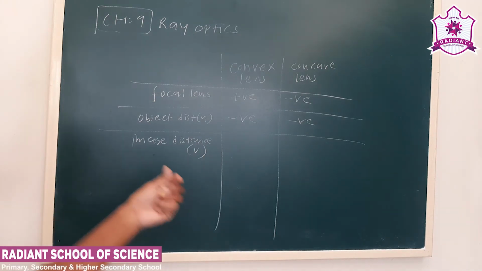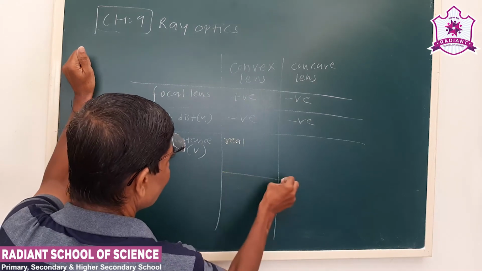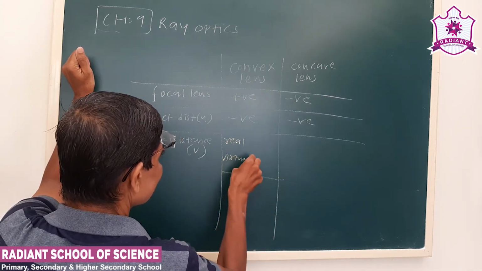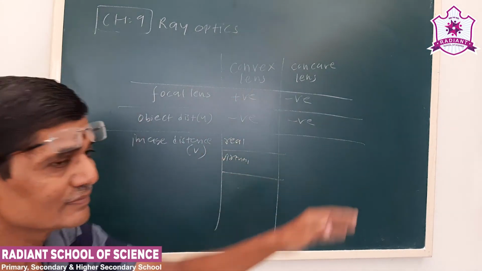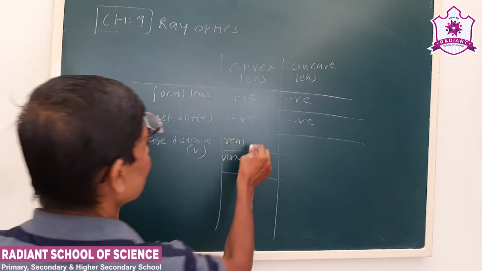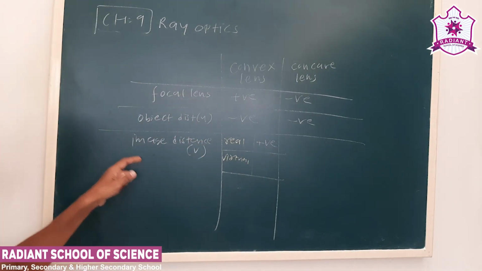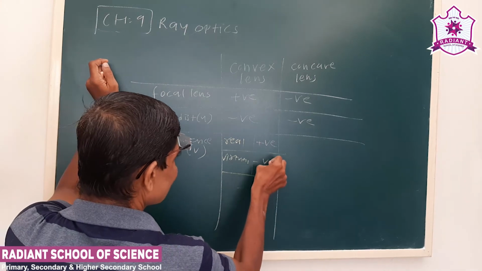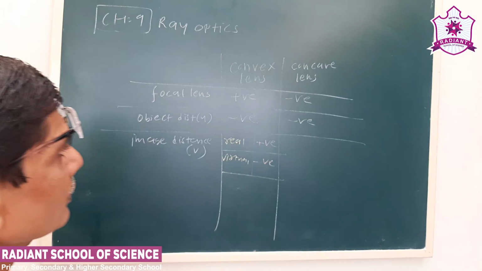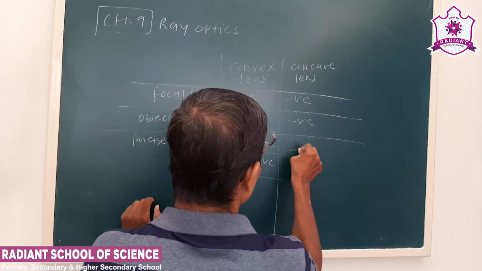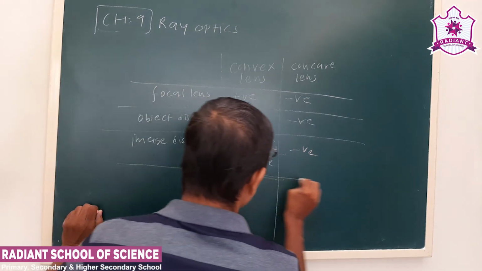Now in a convex lens we have seen that a real image is formed and a virtual image is also formed. When a real image is formed, the image will be on the other side of the lens, so V will be positive. And when a virtual image is formed, the image is on the same side, so V will be negative. Just now we drew the ray diagram for a concave lens. See, the image is also on the same side, so V will be negative. Now this is for image distance.